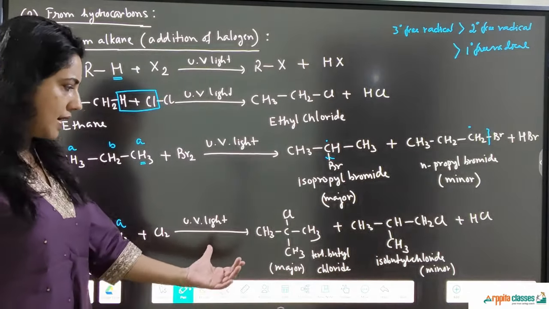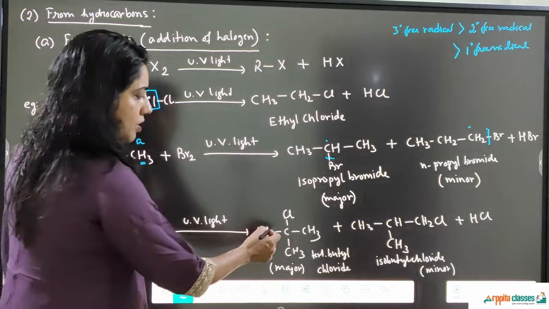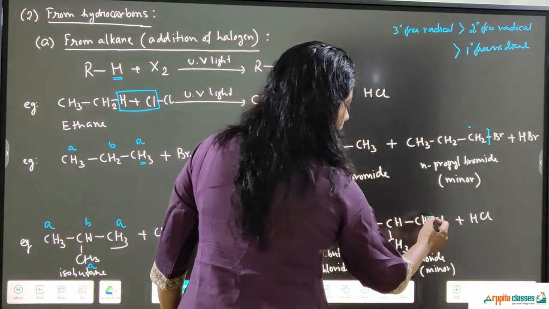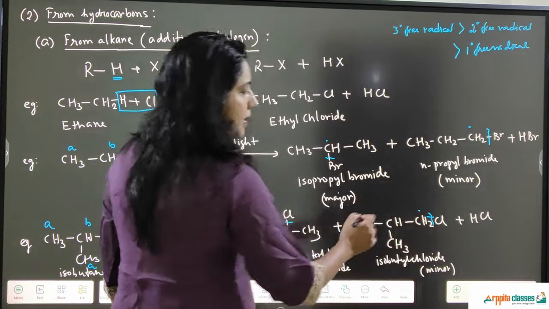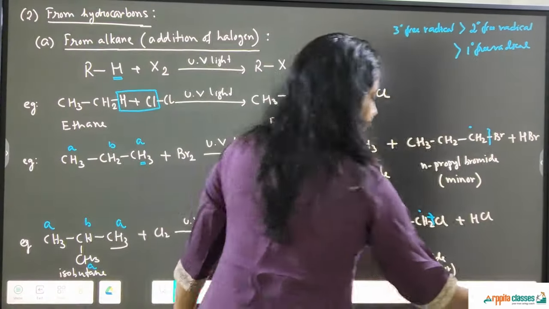Now again, if anyone asks you which one is the major product, again this is the major product, because if you break this bond, you can see this is a tertiary free radical, and if you break this bond, again this is a primary free radical. So this will be the major product.